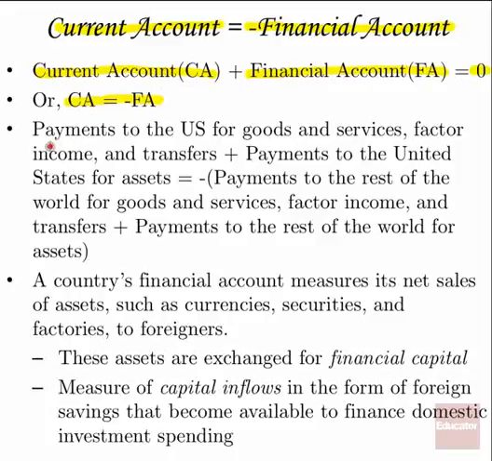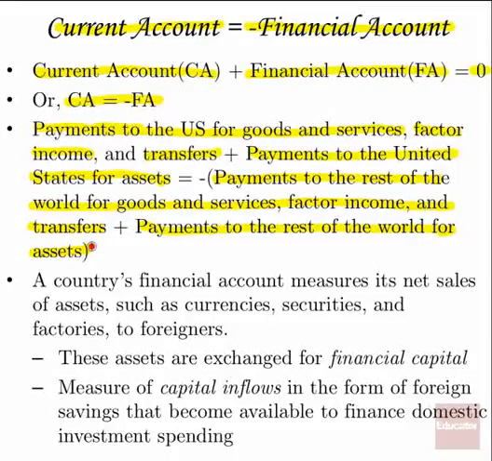So the way it works out is the payments to the U.S. for goods and services, factor income and transfers, and you add that to the payments to the United States for its assets, that's going to equal the negative payments to the rest of the world for goods and services, factor income and transfers, and also payments to the rest of the world for assets. So again, this is just another way of rewriting the equation. It just shows that if money is going in one way, and goods are flowing out, then they basically have to balance each other out. So there's no mystery as to why it equals each other.